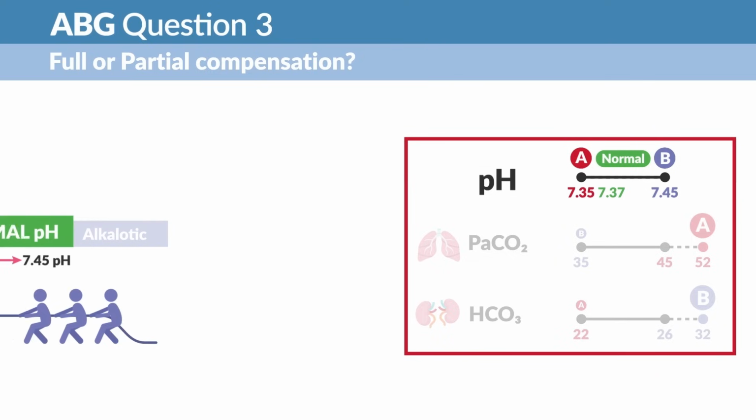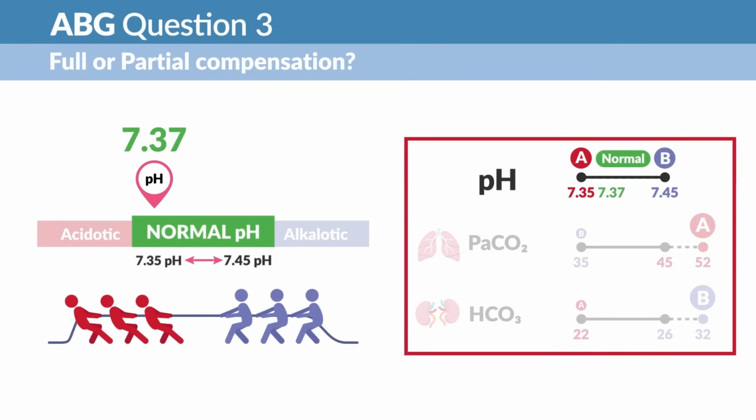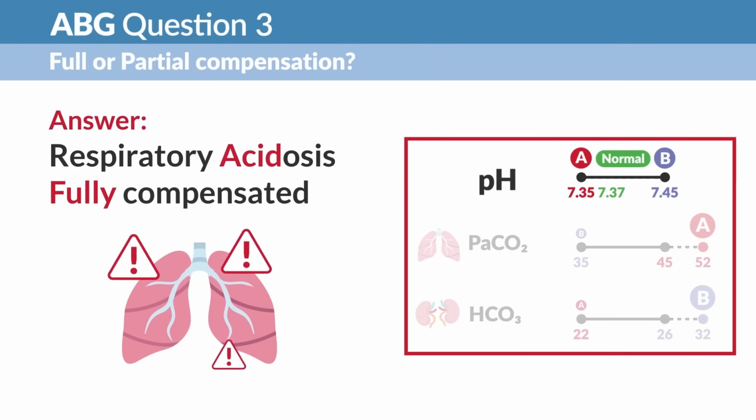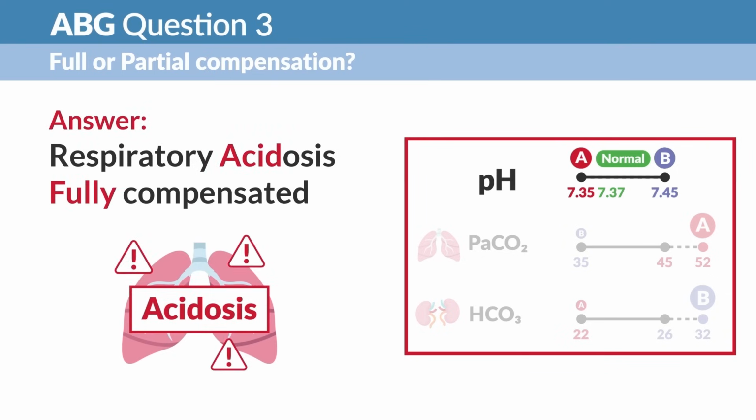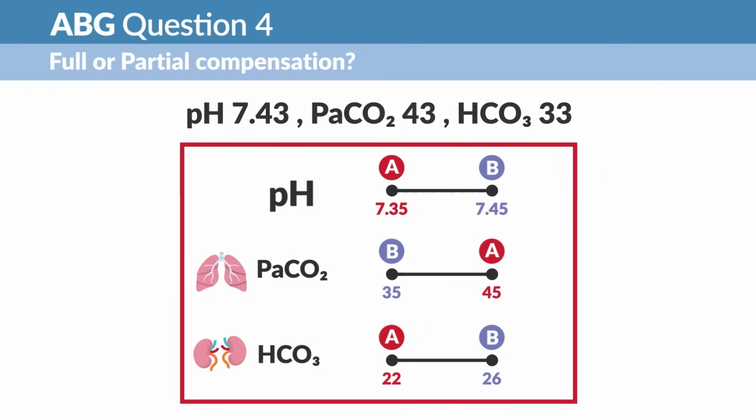Now, step 3, is the compensation fully or is it partial? Well, is the pH normal? Well, yes, it's in normal range. We have a happy baby. So the answer is respiratory acidosis, that is fully compensated. Woohoo! All right, our last and final ABG question, number 4.